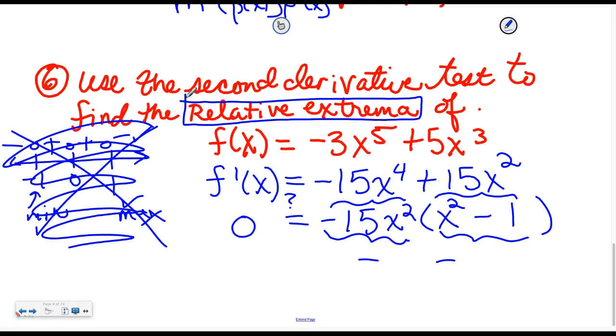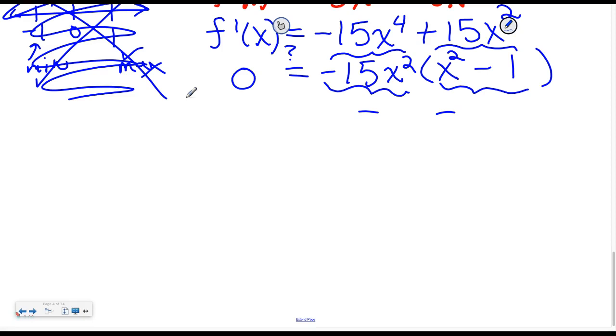I'm going to use the second derivative test to make the same conclusions. What does that say I do? I still take those critical values or critical points. They are still 0 and 1 and negative 1, but I don't put them on the sign line. Who knows what I do next? This is where it's different.